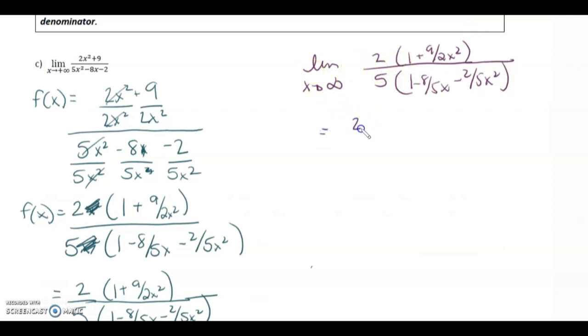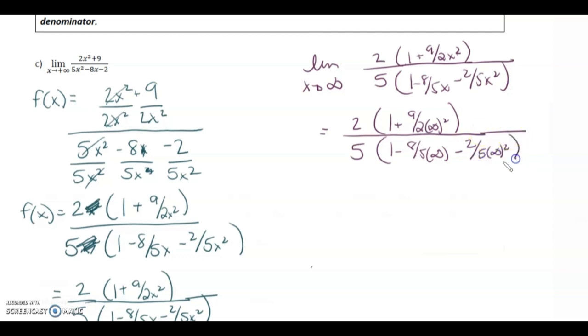So in the next step, we can go ahead and substitute in the infinity. So that gives us 1 plus 9 over 2 times infinity squared, and then we get 1 minus 8 over 5 times infinity minus 2 over 5 times infinity squared. And we know any number over infinity is going to tend to 0. It's going to be so small that it's insignificant. Okay, and now we have 2 over 5, because this bracket's just 1 plus 0, and this bracket's just 1 plus 0 plus 0. So we can say that the horizontal asymptote is y equals 2 over 5.